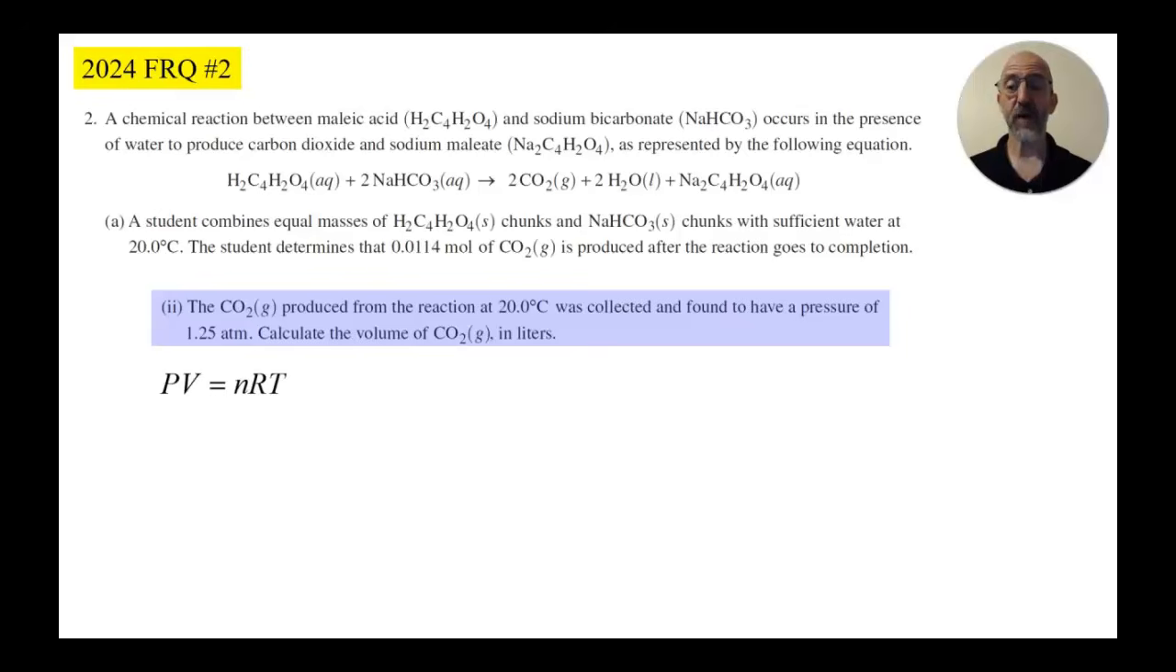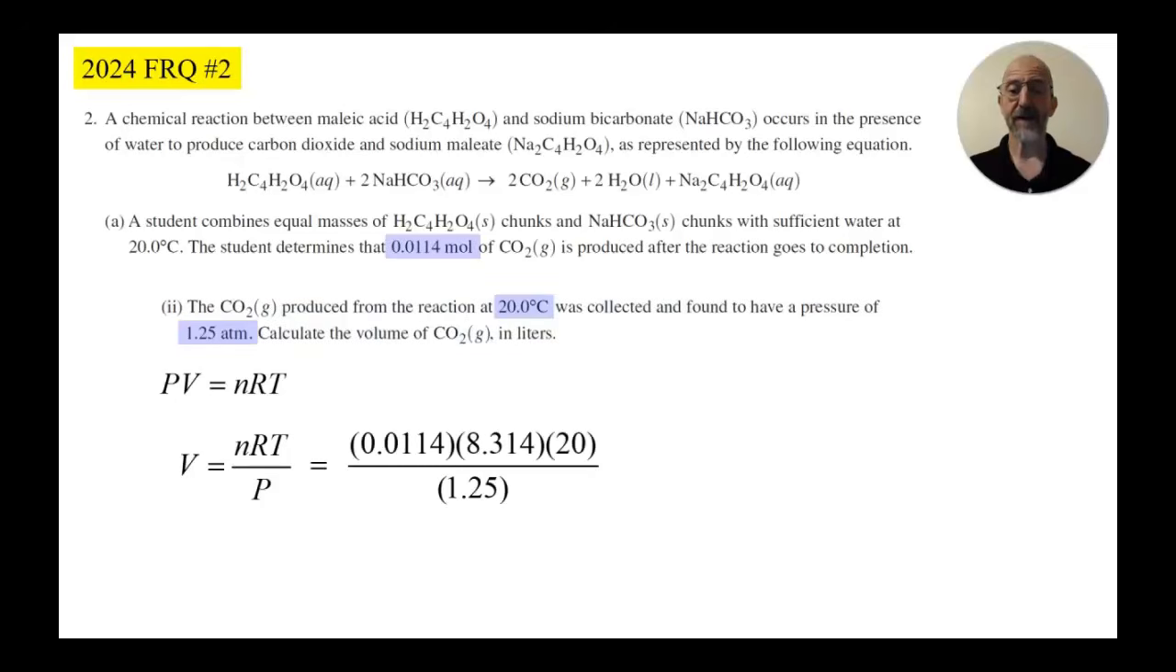So in this question from the 2024 AP Chemistry exam, it says calculate the volume of the carbon dioxide gas in liters. So I'm going to rearrange the ideal gas law, solve for volume. And I can see in this problem that they're telling us we have 0.0114 moles of carbon dioxide. So that would be the N in the ideal gas law. There's no units in this setup. Okay, there's probably going to be an issue here with some sort of lack of units.